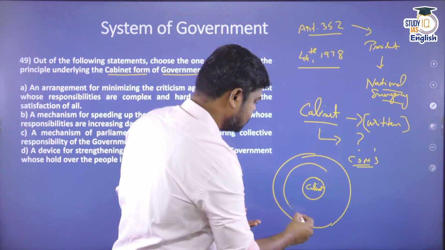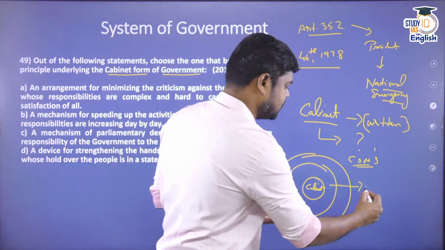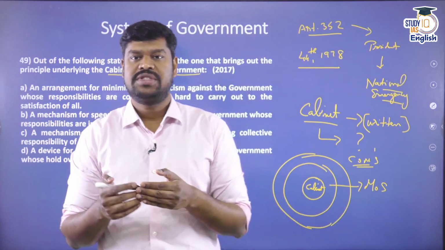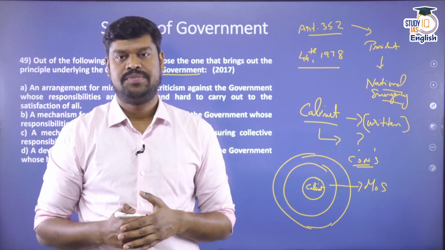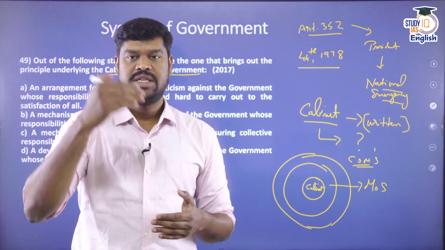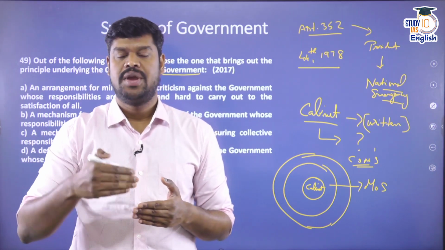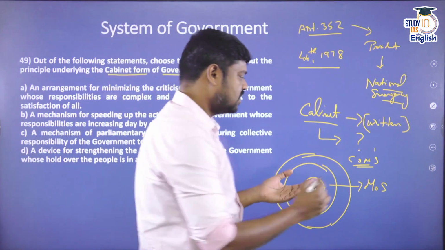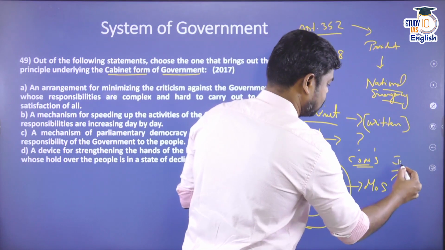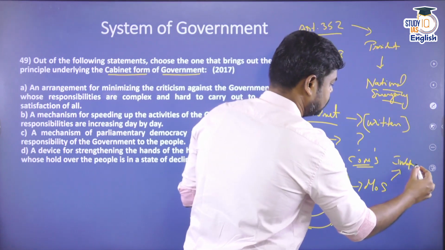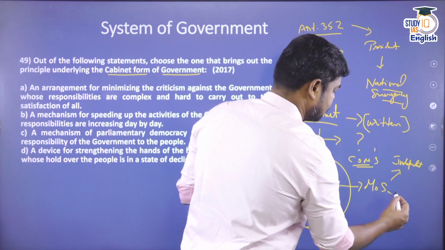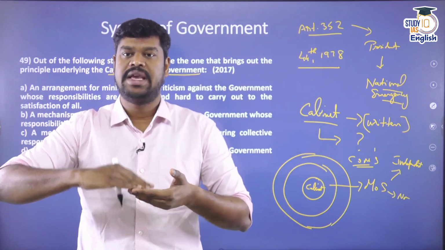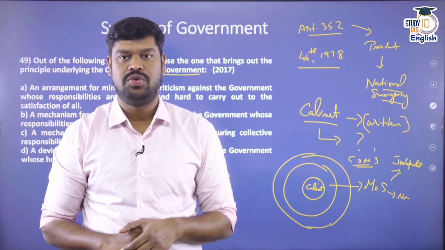And then there is the next set of ministers who are called the Minister of State, MOS, which means Minister of State. So, Minister of State is the next level of leadership after the cabinet minister. And this Minister of State, please understand, can be further classified into two types: Minister of State with independent charge and Minister of State with no independent charge. So, they may have an independent charge, or they may just help the cabinet ministers in discharging their duties.